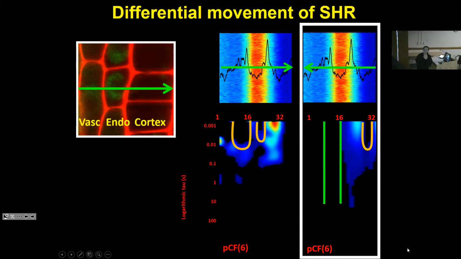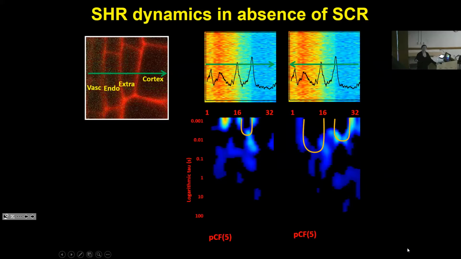And so I've shown you before that if we take away SCARECROW, it moves faster. Now we look at the intra and intercellular movement of SHORT-ROOT in a scarecrow mutant background. And fair enough, what we find is that in a scarecrow RNAi line, we can track that SHORT-ROOT is going back to the vasculature.